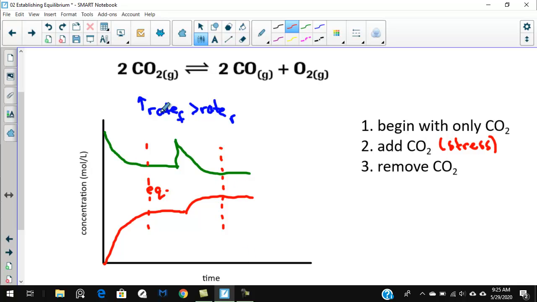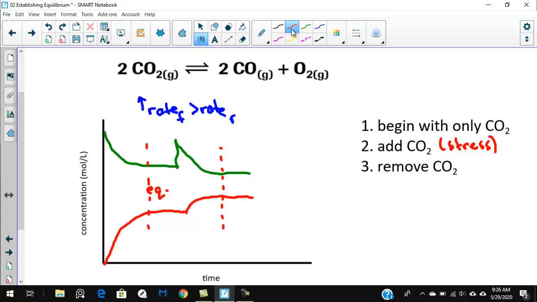Okay? And that's because to slow this rate down, we had to use up reactants. To speed this rate up, we had to make products. And eventually, again, we get to the point where the rate of the forward reaction and the rate of the reverse reaction equal one another. Okay? So that's one of the characteristics of an equilibrium system. When you stress it, it can respond and reestablish equilibrium.